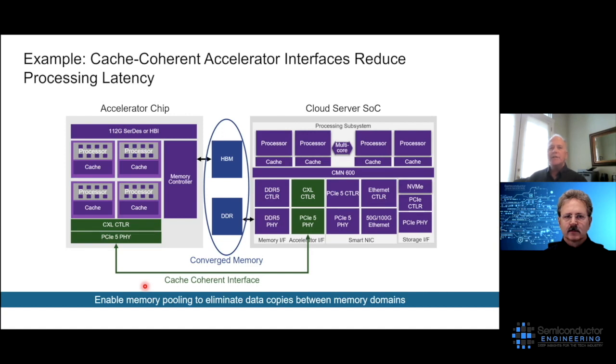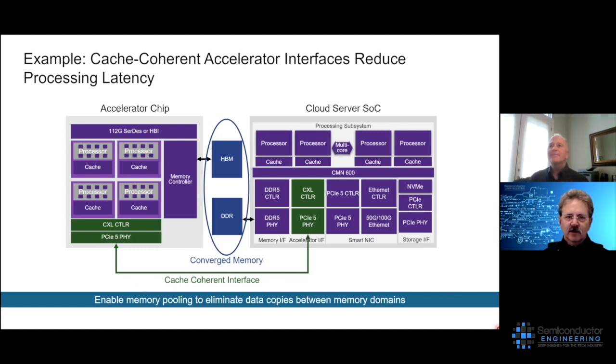So one concept shown in this diagram here is the idea of some kind of converged memory, where we share memory between something, in this example, an accelerator chip and a cloud server SoC. And we can share this memory between the DDR of the SoC and the HBM that might be attached memory for the accelerator chip. And we can do that in this shared memory space and do it coherently so that we don't have to keep writing data from one chip to the other and back and forth.